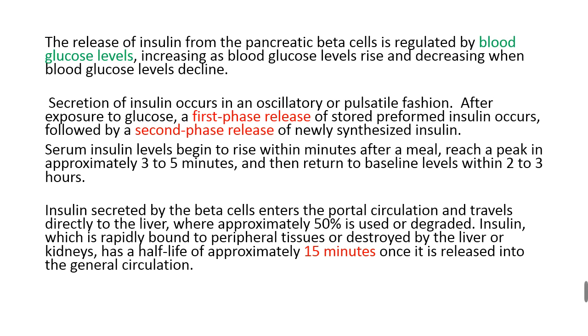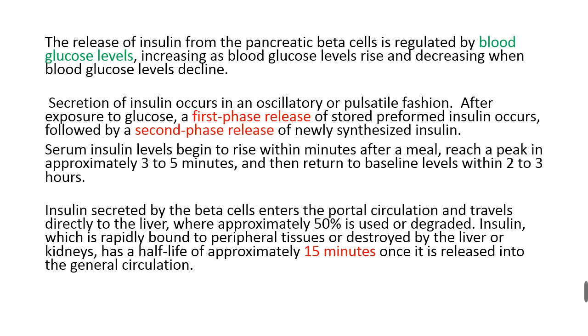The release of insulin from the pancreatic beta cell is regulated by blood glucose level. Increasing blood glucose level will raise insulin release, and it will decrease when the blood glucose level declines. When there is a high concentration of blood glucose, the level of insulin will increase. While when there is low concentration of blood glucose, the level of insulin will decline.